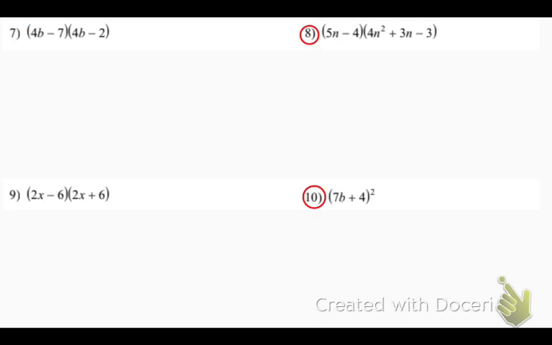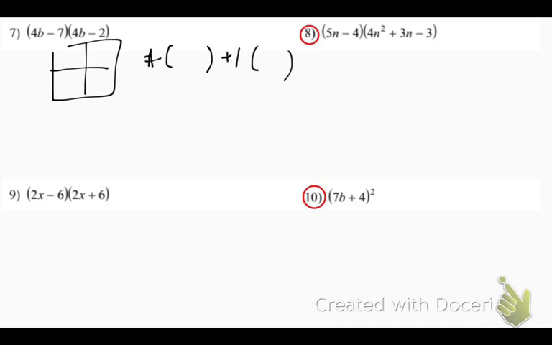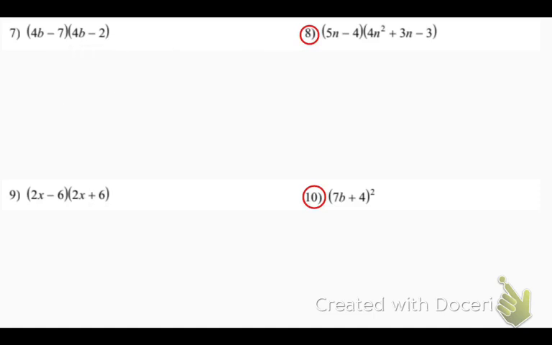Okay. 7 through 10 have the same directions. We're going to perform the indicated operations for these ones. So they're all multiplication. These are all different kinds of multiplication. Now you might use the box method. That's what some of you use. You might use your regrouping method, like this. You might use FOIL, which is first, outer, inner, last. Whichever method it is that you use, that's what we can do for these 4 problems.